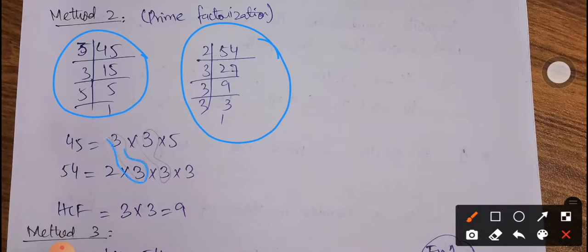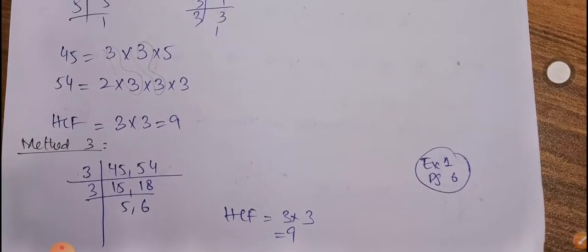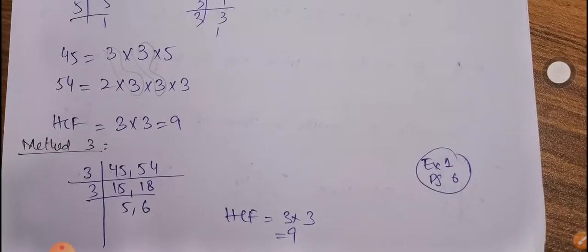So here you can see that the 3 is common and this 3 is common, and for the highest common factor we simply multiply the common numbers. So 3 from here and 3 from here, 3 into 3 is 9. We are not multiplying this 3 with this 3, we are simply multiplying the common numbers once. So 3 into 3 is 9, which is the highest common factor of 45 and 54.